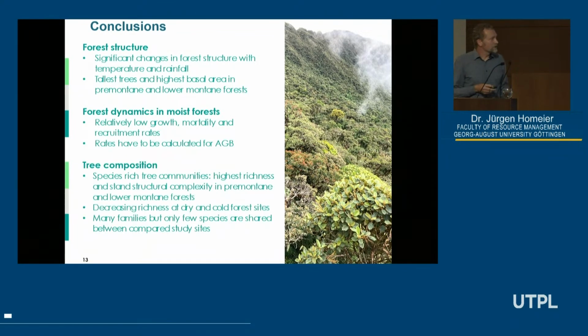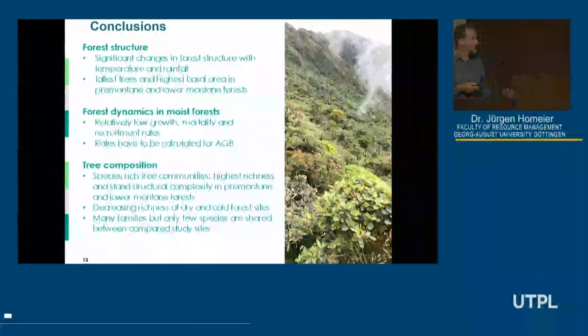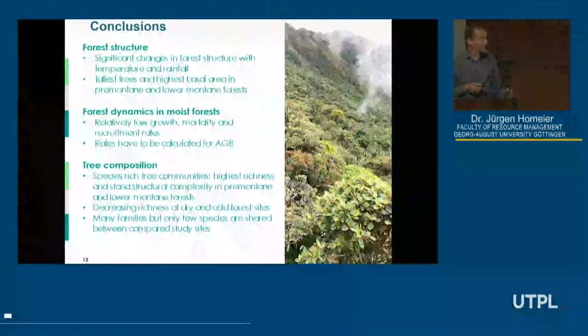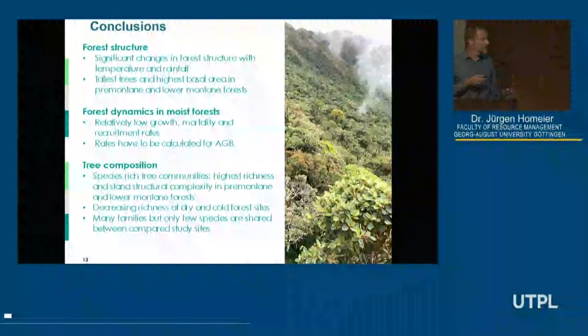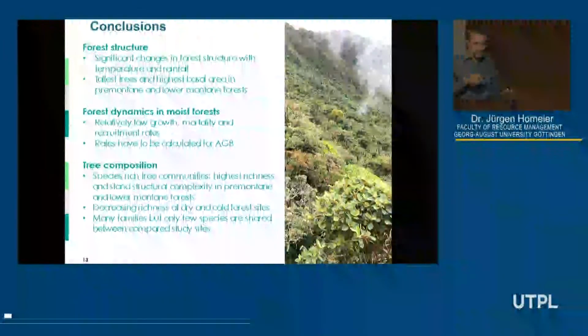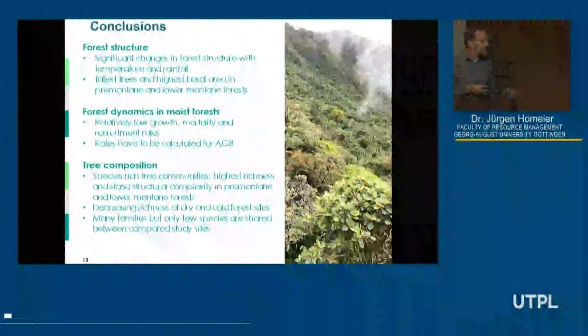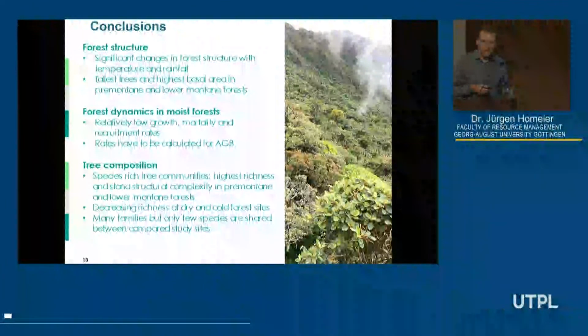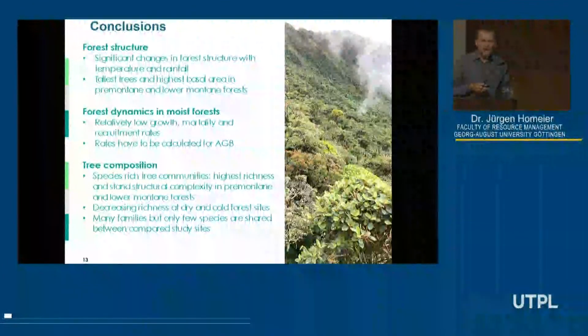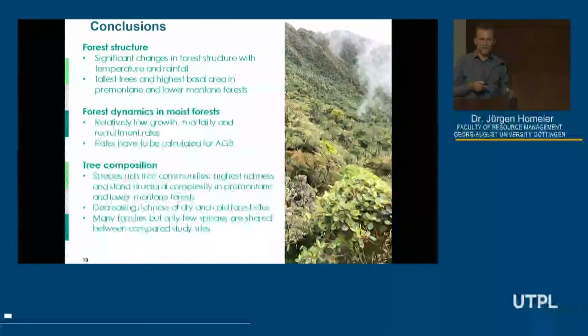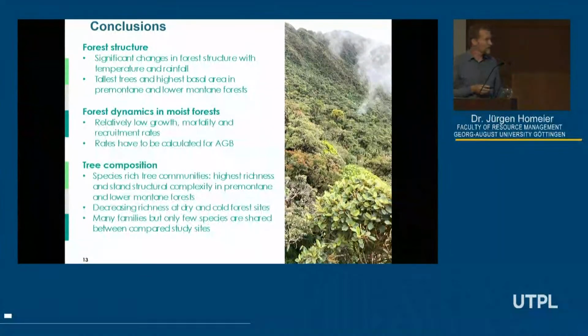Tree composition, as shown, the communities are very rich in species, especially the moist forests. They have a high structural complexity at the mid and lower elevation in moist forests. Richness is decreasing from dry to humid sites, and with elevation, but the 2,000 meter site in humid forest is exceptionally rich in species, and it's still not quite clear why it is so rich in species compared to the 1,000 meter sites.